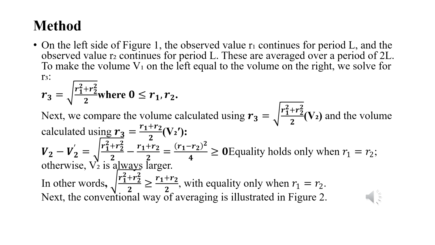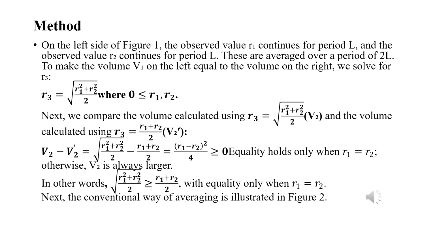Next, we compare the volume calculated using R3 equals the square root of the sum of R1 squared and R2 squared, divided by 2, multiplied by V2, and the volume calculated using R3 equals the sum of R1 and R2, divided by 2, multiplied by V2 prime. V2 minus V2 prime equals the square root of the sum of R1 squared and R2 squared, divided by 2, minus the sum of R1 and R2 divided by 2, which equals the square of R1 minus R2 divided by 4. And this is greater than or equal to 0.